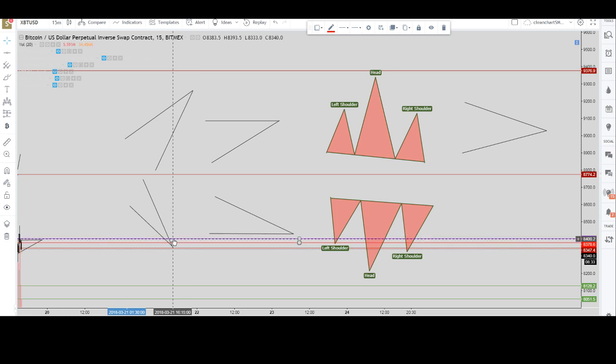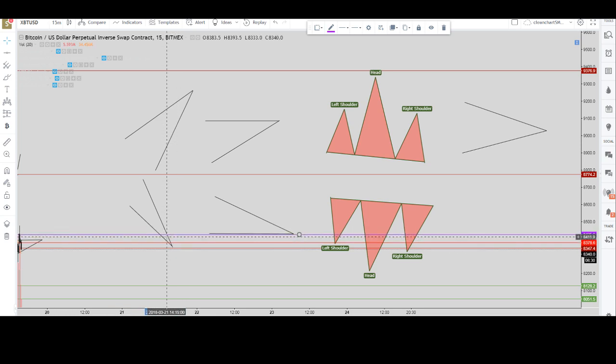Another opportunity is to enter around here, and keep an eye on my cursor to know where I'm talking about.